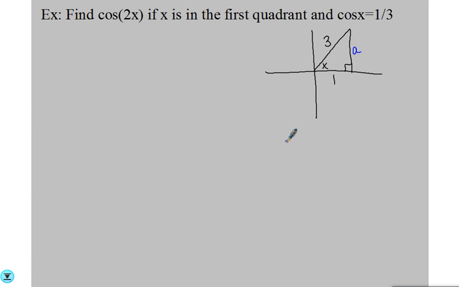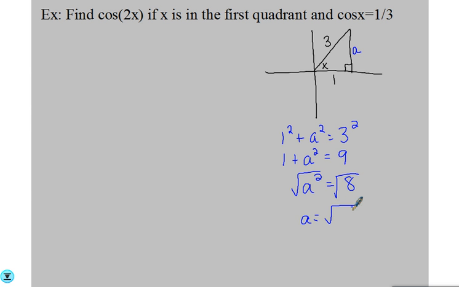So we know that 1 squared plus a squared equals 3 squared by the Pythagorean theorem, which means 1 plus a squared is equal to 9. Subtracting 1, a squared is equal to 8. And again, we take the square root. And since we're in the first quadrant, we're going to get a positive answer because sine is positive in the first quadrant. So we have a is equal to the square root of 8.